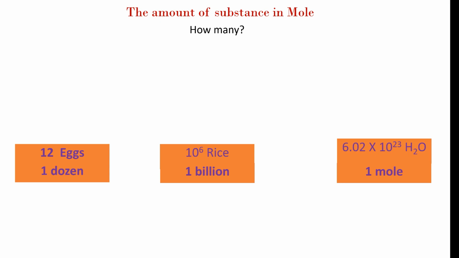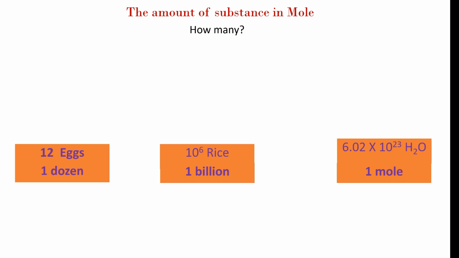But this cannot be anything. This can also be tiny particles. And this number 6.02 into 10 to the power 23 is estimated by Avogadro. So this number is also called Avogadro number.